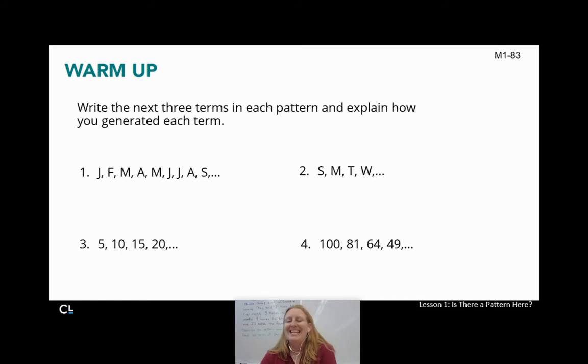We're doing it all in one today. So today we're going to be recognizing patterns and sequences. Just to kind of get us started, you guys know patterns and how they work.